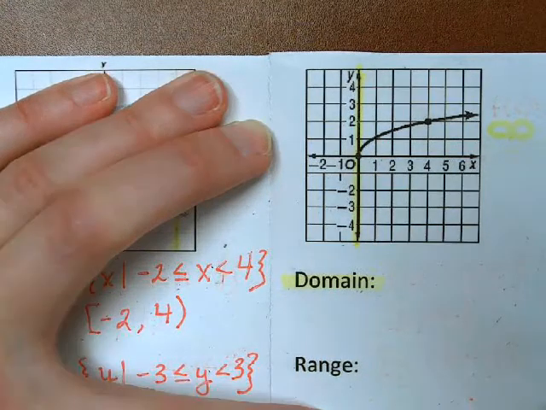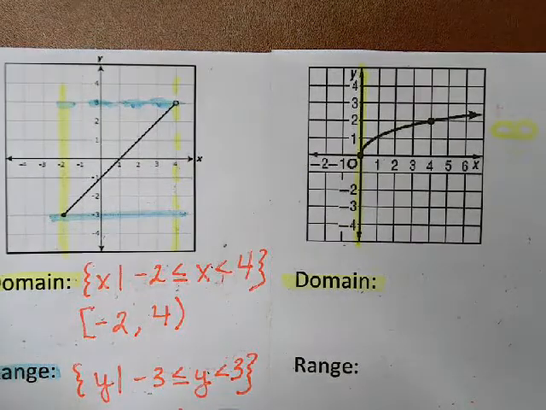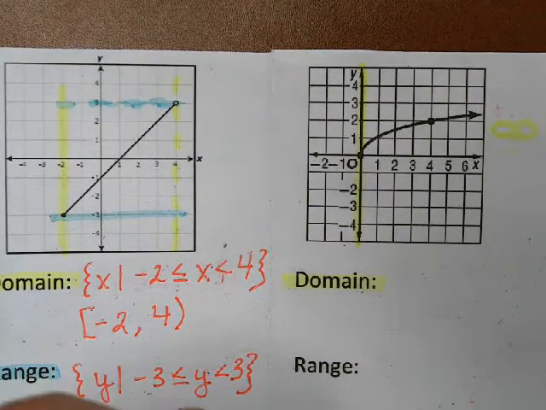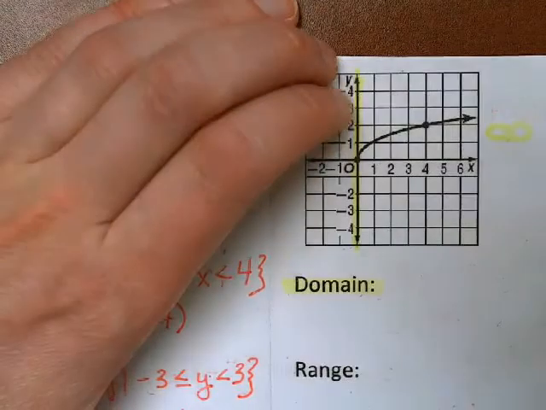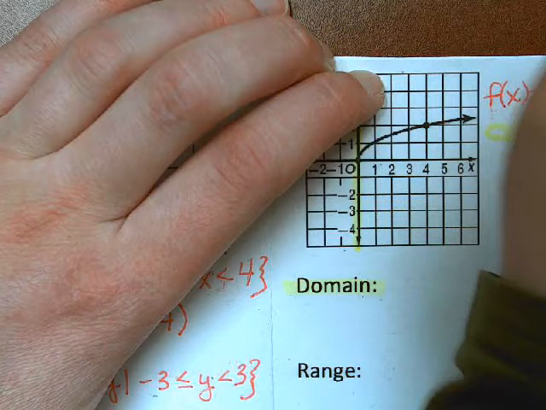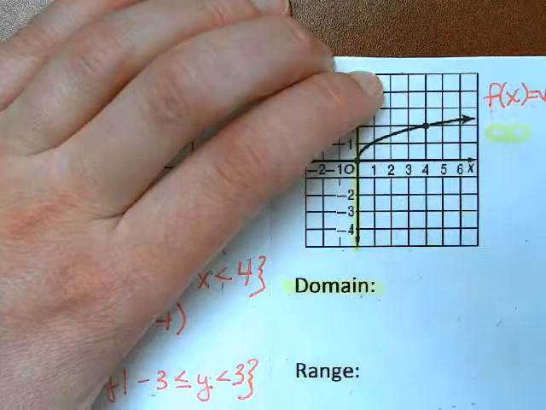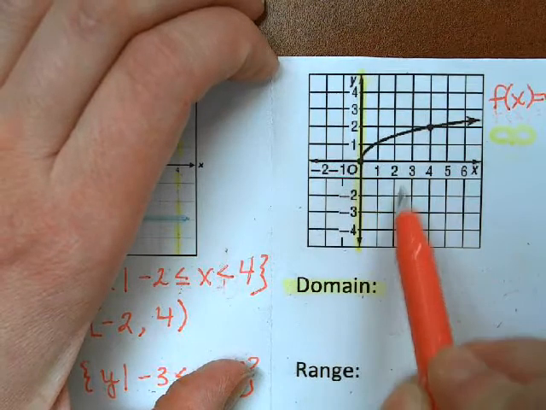It goes on to infinity. The x values, I can plug any x value in. What graph does this look like? Oh, there was like a 1 over x. No, but that's a good guess. It is root x. f of x equals the square root of x. That's what this graph is.